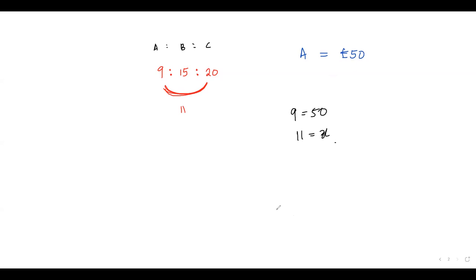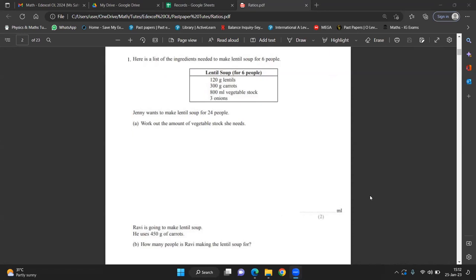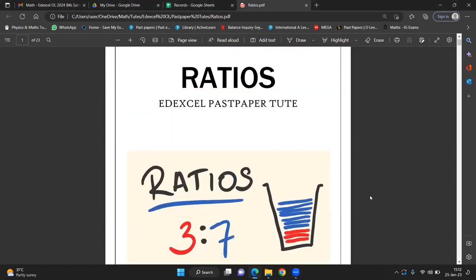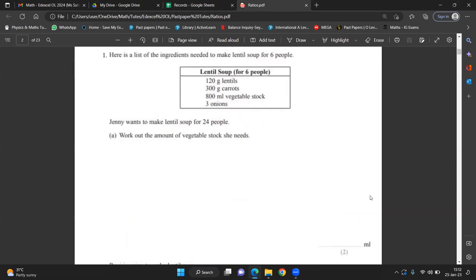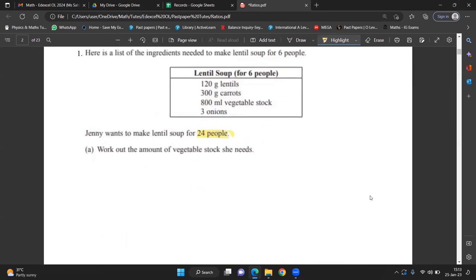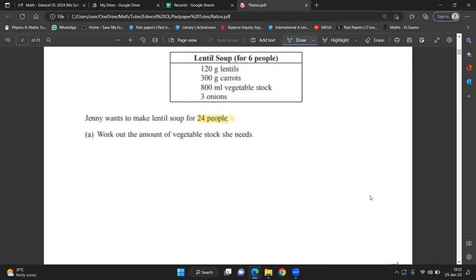Okay. So I'm going to take you through some actual questions for you to understand how to formulate them. Go to question number 1. Ready? Here is a list of ingredients needed to make lentil soup for 6 people. So they have given you all the ingredients. Jenny wants to make lentil soup for 24 people. Can you underline 24 people? Work out the amount of vegetable stock she needs. When I ask you for the amount of vegetable stock, guys, do you have to worry about lentils, carrot, or onions? No, we will only look at the 800 milliliters.